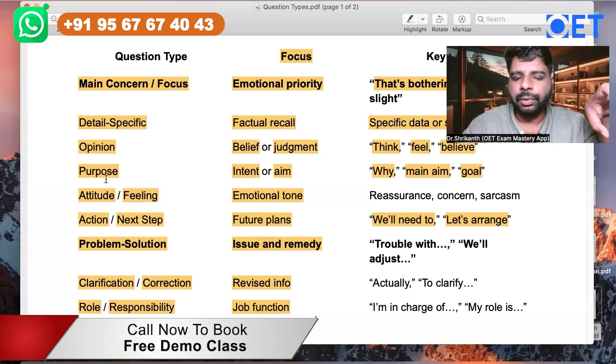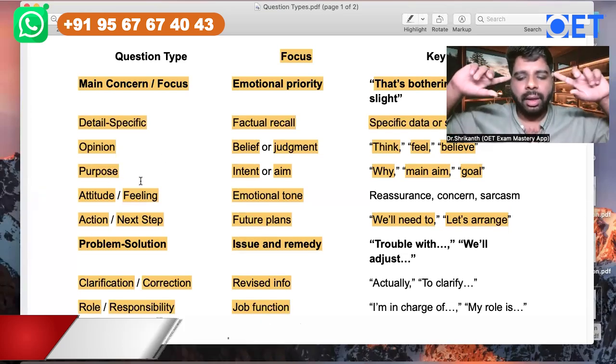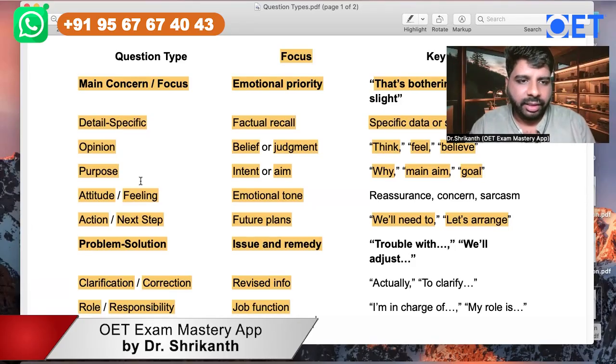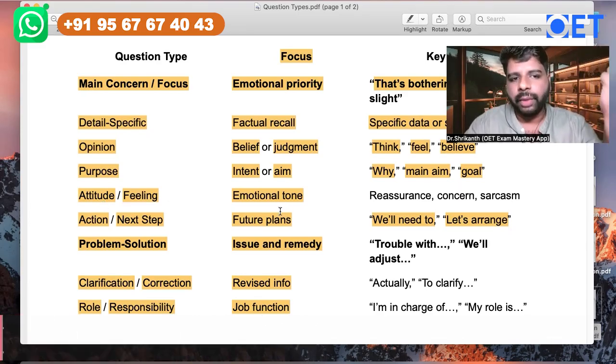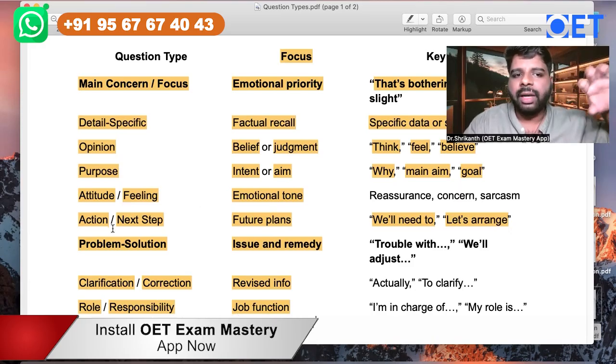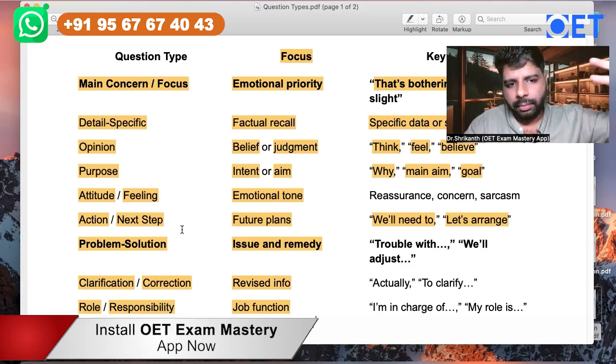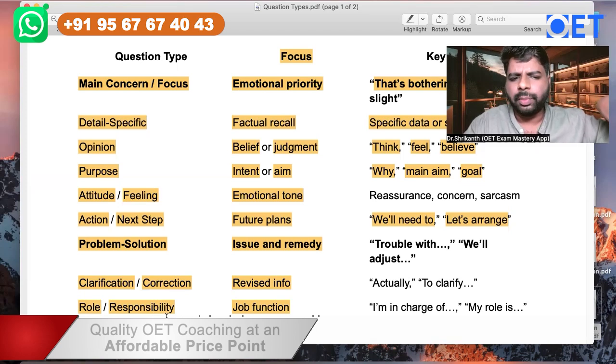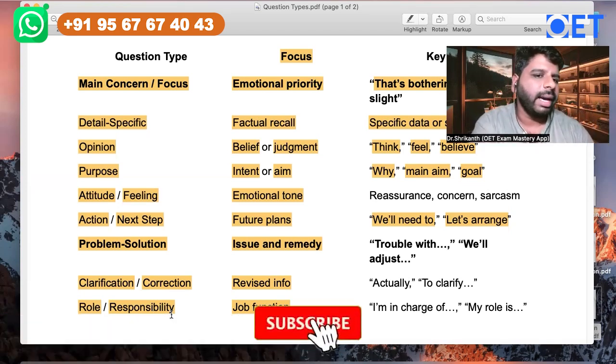We have purpose type questions, where you have to understand the intention behind the message, the reason for saying that message. Then we have attitude, where you have to give importance to the tone of the person and identify if there's a positive, negative or neutral attitude. And then we have action or next step, that is future plans, how to plan the next treatment or the next steps in the future. And then we have clarification and role or responsibility type questions. These are a little bit rare actually.